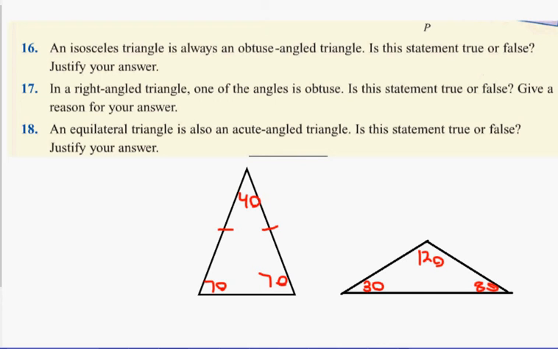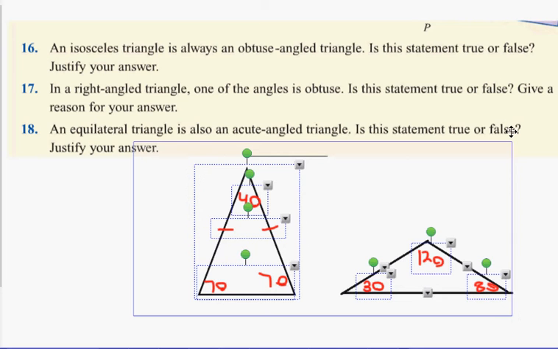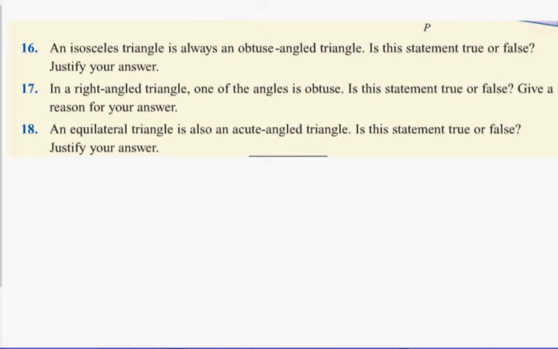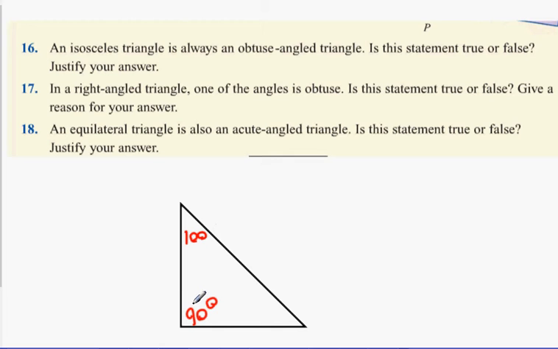Okay? Next one is in a right angled triangle, one of the angles is obtuse. Is the statement true or false? This one is impossible. Okay? And the reason why it's impossible, it's got to be false, is because the biggest angle in a right angled triangle has to be the right angle itself. Because if you have any other angle that's an obtuse angle, an example of an obtuse angle would be 100, and that already adds up to 190. It's impossible. Your two angles are only allowed to add up to 90 degrees because the full triangle has to add up to 180. Therefore, it's false. Always false. Okay?